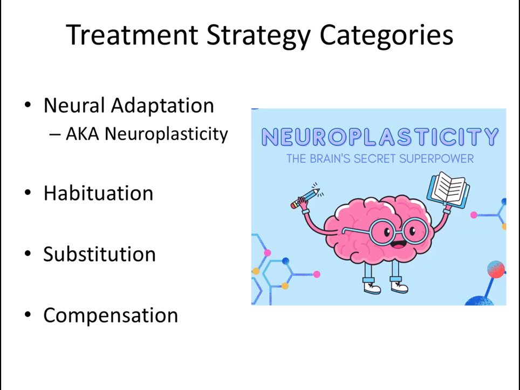Working with patients with neurological injury, there are 4 different treatment strategy categories. Those are neuroadaptation, habituation, substitution, and compensation. Compensation training would be the use of an assistive device or an orthotic because the person with injury has a permanent condition that isn't going to be fixed. An example of this would be a patient who had multiple sclerosis and they had terminal foot drop. That person would require an AFO in order to compensate for the impairment.